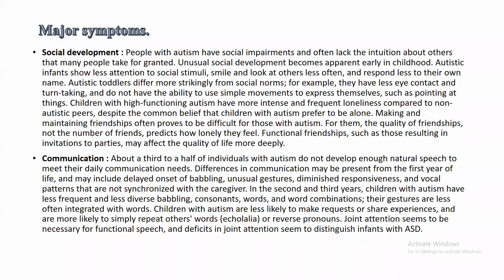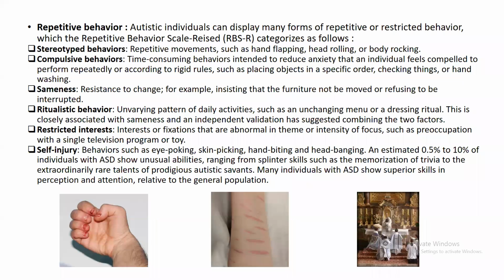In the second and third years, children with autism have less frequent and less diverse babbling, and often integrate it less with words. Children with autism are less likely to make requests or share experiences, and are more likely to simply repeat others' words or reverse pronouns. Joint attention seems to be necessary for functional speech, and deficits in joint attention seem to distinguish infants with ASD. Repetitive behavior is another major symptom.